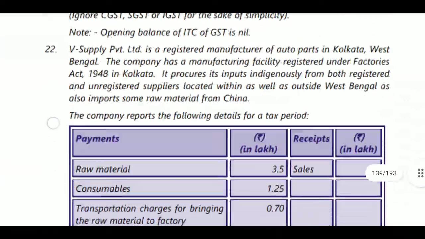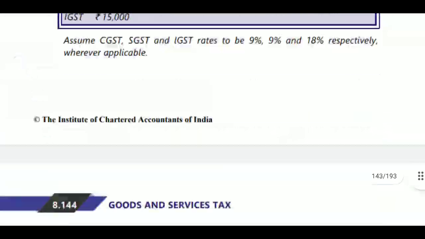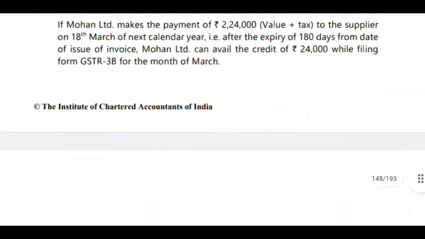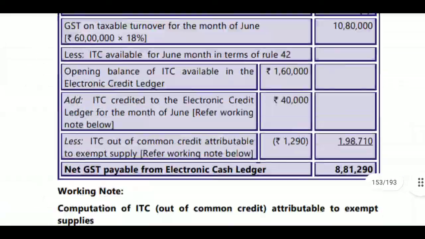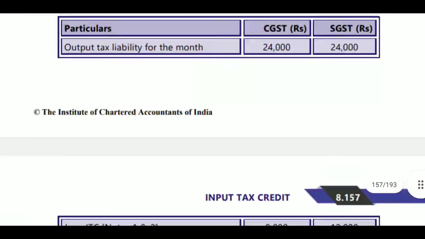The question number will be seen in this answer. This is question number 17. So the answer will be seen, the 17th question answer. What is there in the 17th question answer?